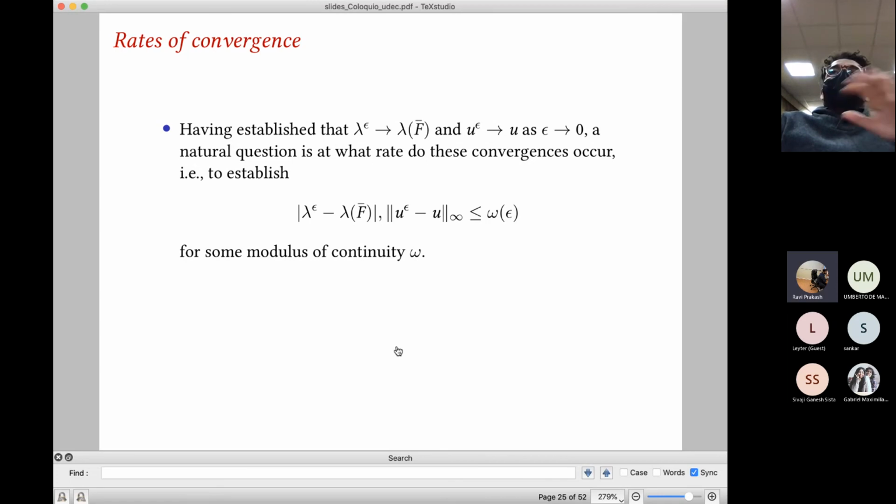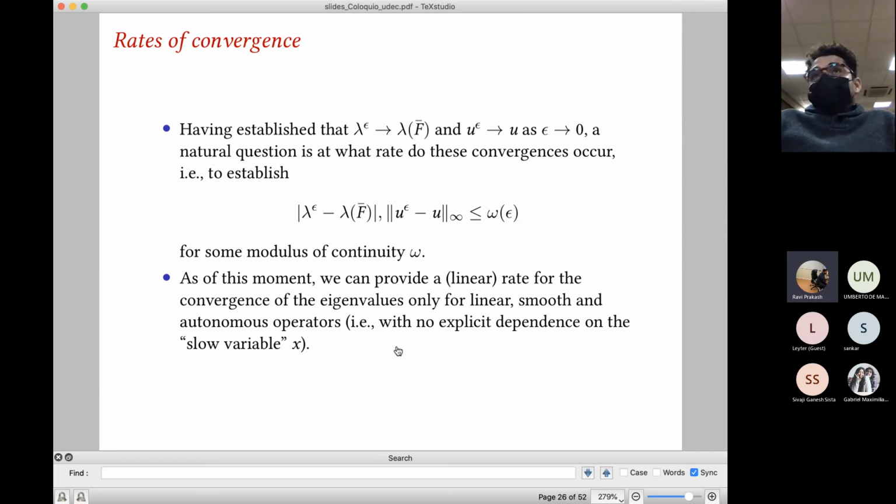So that's the first of our results. The second result is that once we have convergence established for both the eigenvalues and the eigenfunctions as epsilon goes to 0, a natural question is to try to find a modulus of continuity, to try to estimate the difference in value in the case of the eigenvalues, and in some norm for the eigenfunctions, with respect to epsilon. And as of this moment, this work is pretty much ongoing.